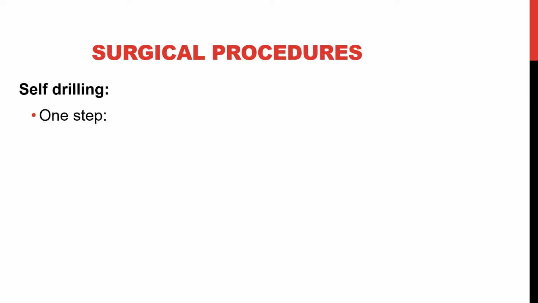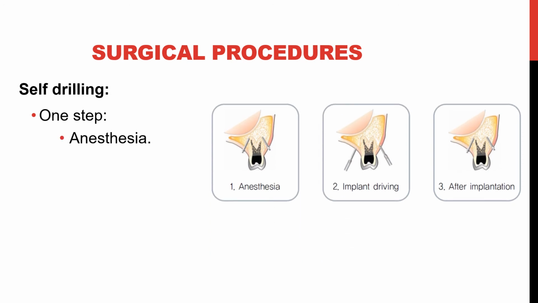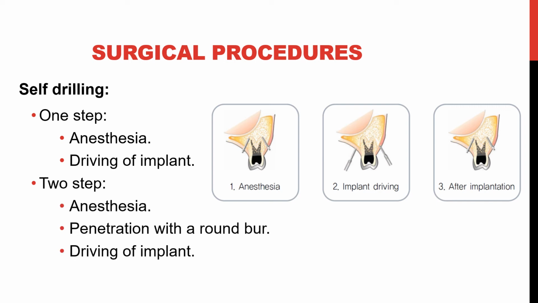For the surgical procedures, for self-drilling mini screws, we have either one step or two steps. For the one step, we will administer anesthesia and then we will do driving of the implant. It is not recommended to have full-depth anesthesia. We will just inject a few drops of anesthesia to anesthetize the soft tissue and the periosteum. For the two steps, we will administer anesthesia, then we will do initial penetration with a round burr, then we will complete driving of the implant.